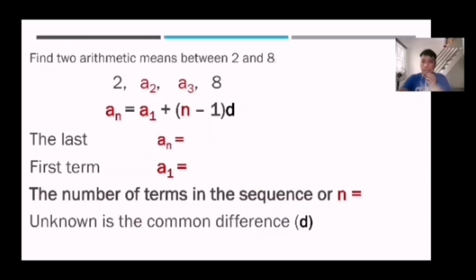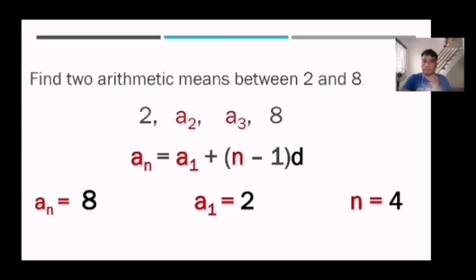Okay, so what is the last term or a sub n? So in this question, our last term will be 8. What is the first term? So in this question, the first term is 2. And the number of terms are, we will count from the first term, the unknown, and the last term. So 1, 2, 3, 4. The value of n is 4. So now that we have those three, we can solve for the common difference.